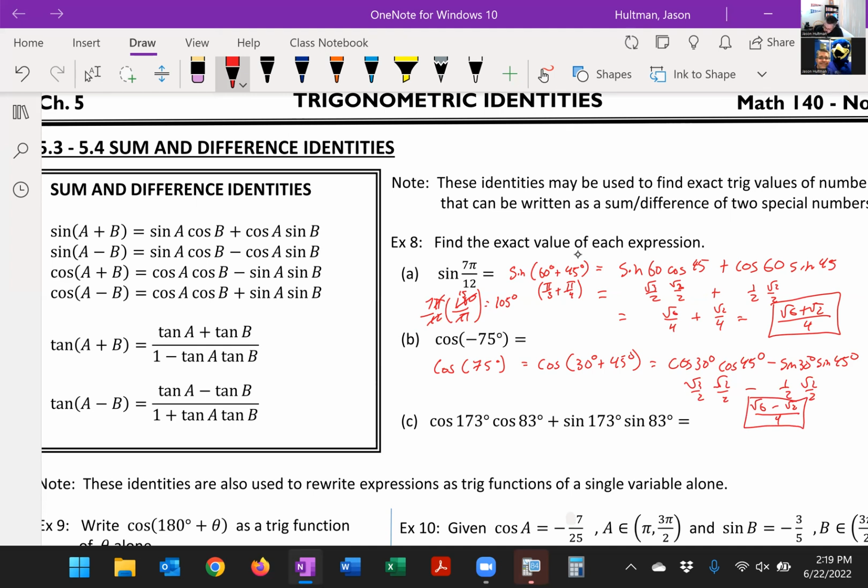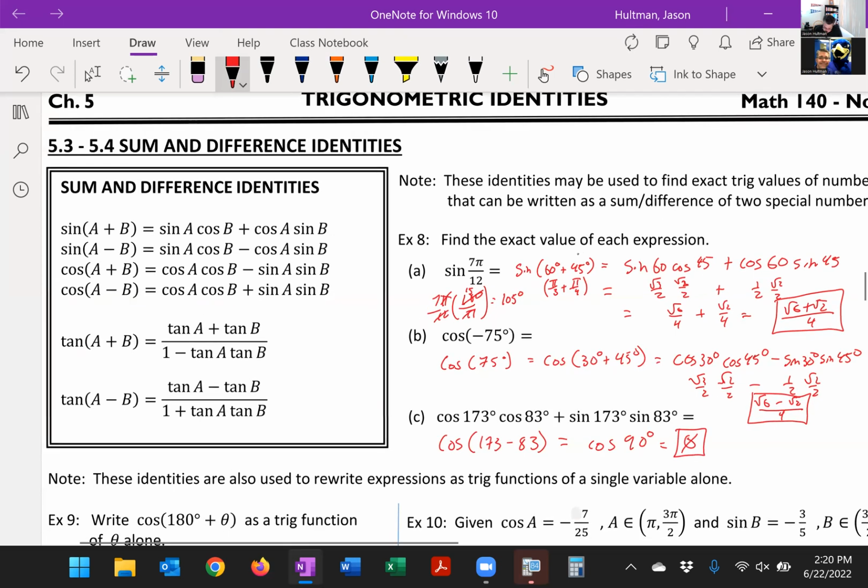Okay, the cosine of 173, cosine of 83. So we've got cosine, cosine plus sine, sine. So working backwards, I think it's going to be this one here, cosine A minus cosine B. So cosine of 173 minus 83, that's the cosine of 90 degrees, which is equal to 0. Okay, so nice.